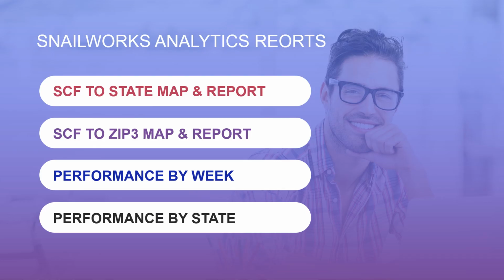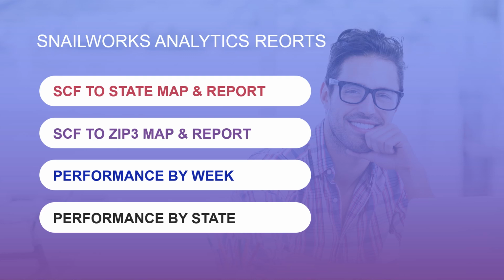There are 4 reports contained within the SnailWorks analytics tool. The first provides data from an induction SCF to each state. The data is presented in a downloadable report format as well as a map. The second report is similar, only it measures all the way down to the 3-digit zip, both providing a downloadable report and a map. The last 2 reports are really performance reports.